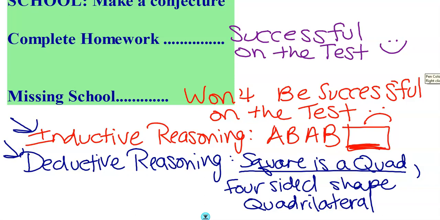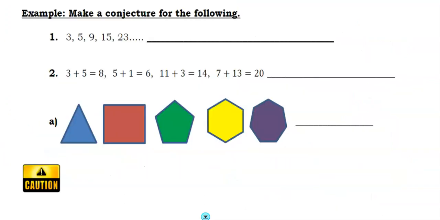We'll talk about inductive and deductive more at a different date. You can definitely look up examples of these. This definitely happens a lot in science class. So how are we going to use information and prove our point? We're going to make a conjecture. So we're going to see what the pattern is.